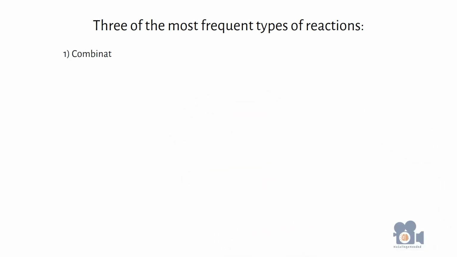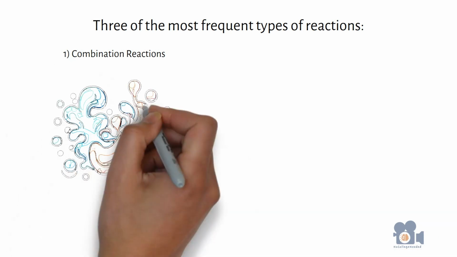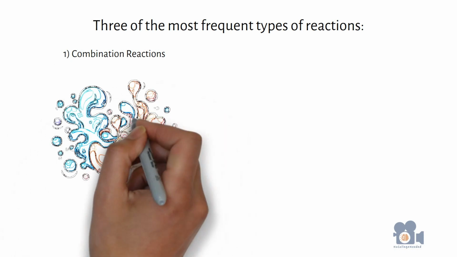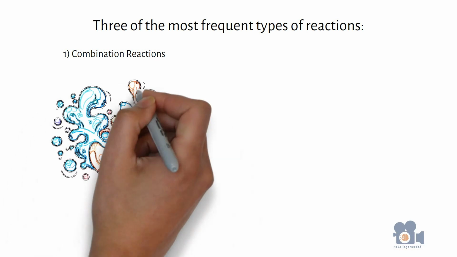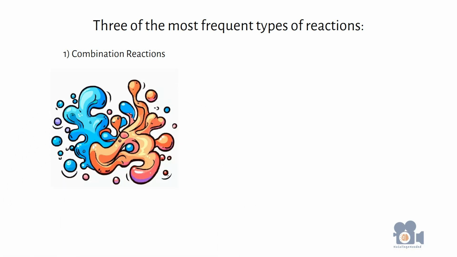Combination reactions are a type of chemical reaction in which two or more substances combine to form a single, more complex substance. In other words, the reactants combine to form a product. The general equation for a combination reaction can be represented as follows: A plus B going to AB. In this equation, A and B represent reactants, and AB represents the product. The reaction is often exothermic, meaning that it releases energy in the form of heat.